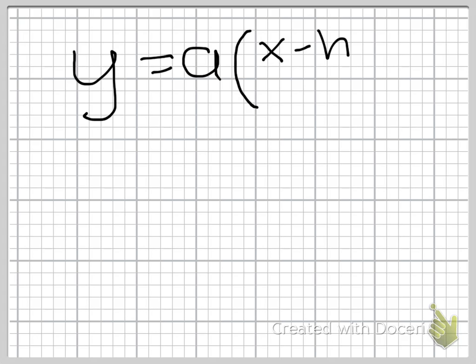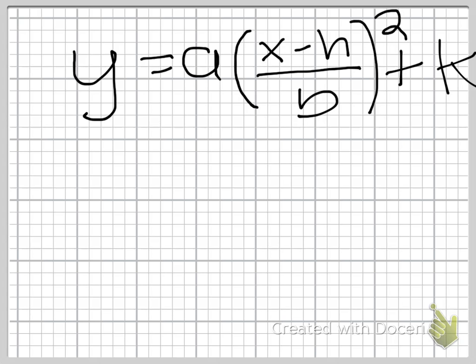Now, we are going to be doing a formula called vertex formula. Vertex formula has a few very important aspects of it. And here's the whole vertex formula. I could say y, which could also be function of x. Y is going to be equal to a times, in parentheses, x minus h over b. Since it's a parabola today, we're going to say squared plus k.